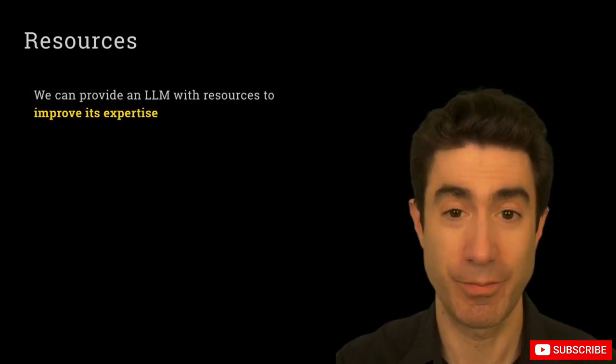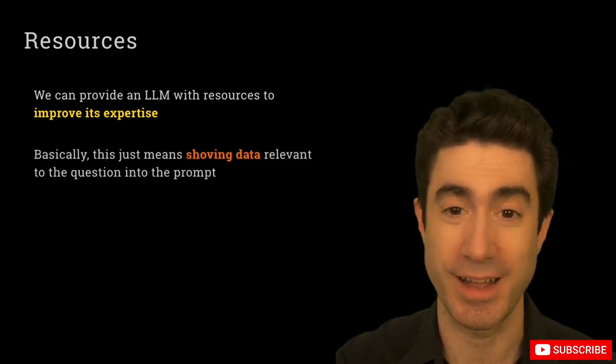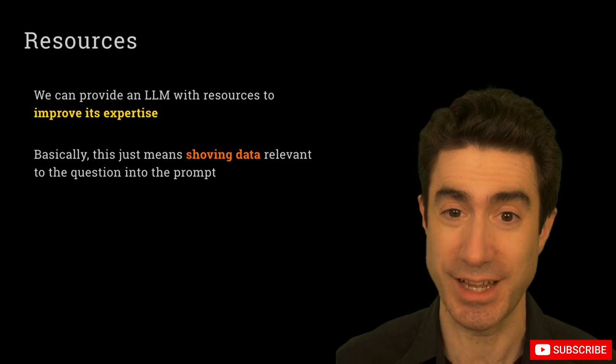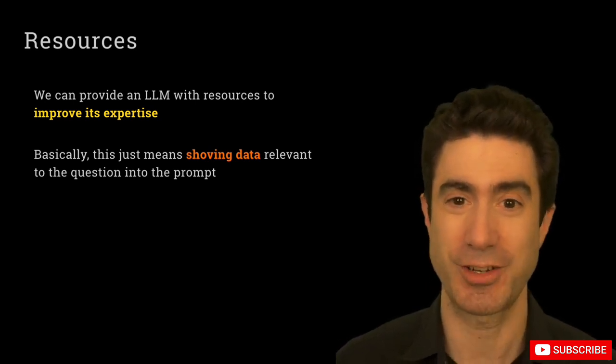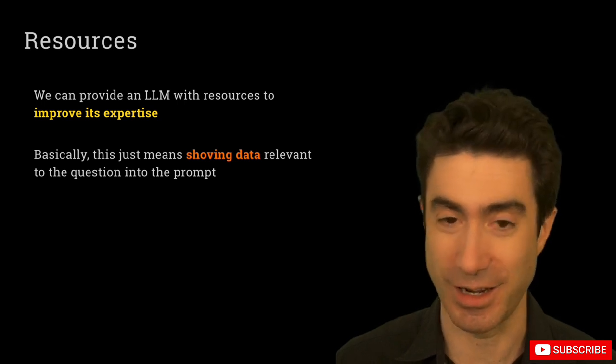Now I want to talk about resources. So resources are a way that you can get more out of your agents, that you can equip your agents to be able to solve your problems better, along with tools that we'll come to in a second. And resources is really just a fancy way of saying that you can improve the effectiveness of an LLM by providing it with more context, more information to improve its expertise. And the way that you do that is just grab some relevant data to the question and shove it in the prompt.